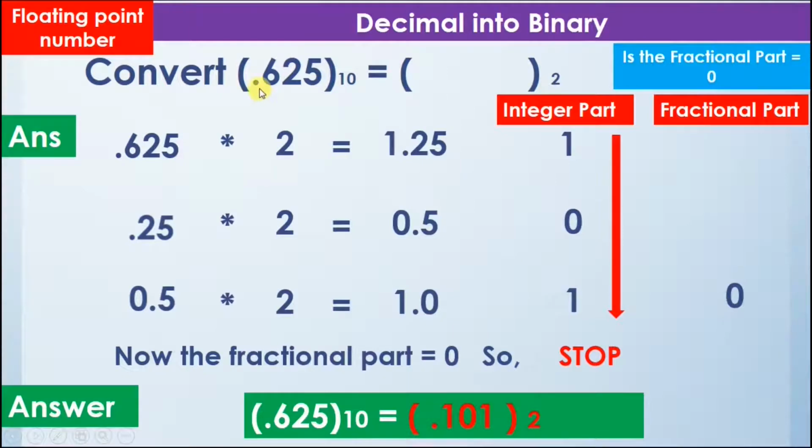The decimal point will maintain its position, that is towards the leftmost side of the number. So the decimal point comes here and then we have the number 101. So this is how we calculate the answer. So now the number 0.625 in decimal is equal to 0.101 in binary. This is how we can convert decimal into binary using floating point numbers.